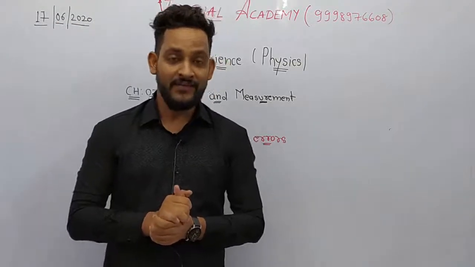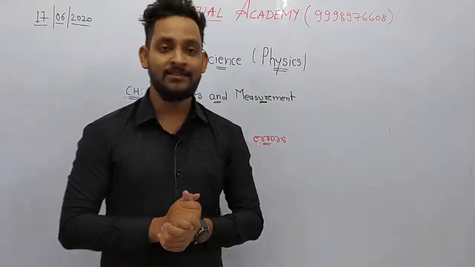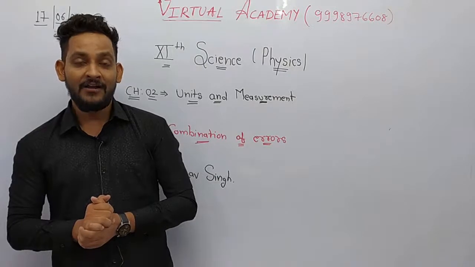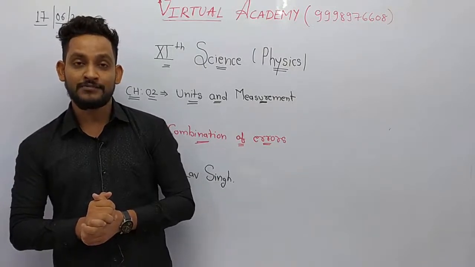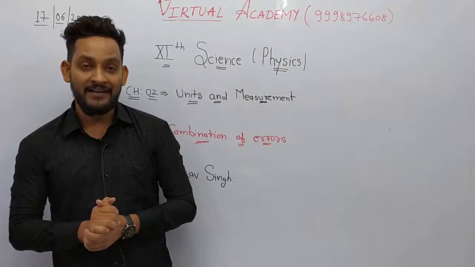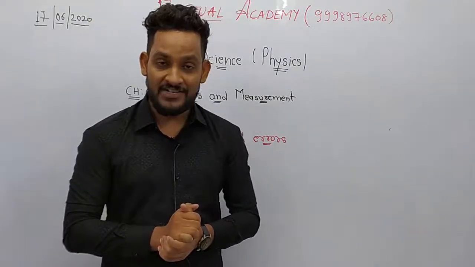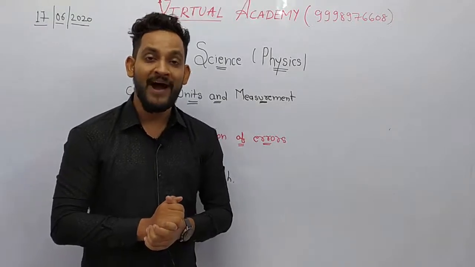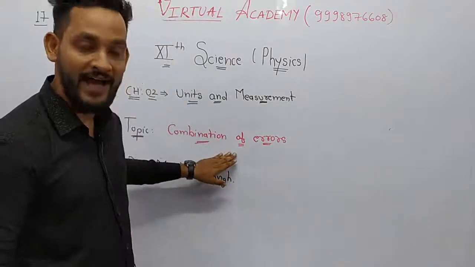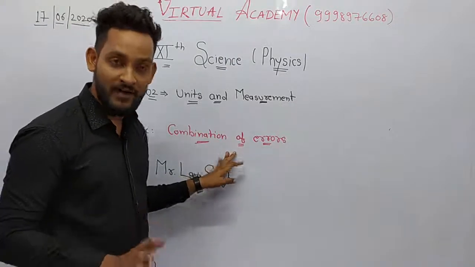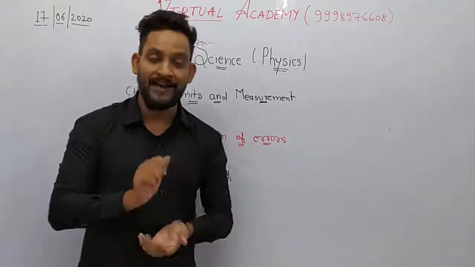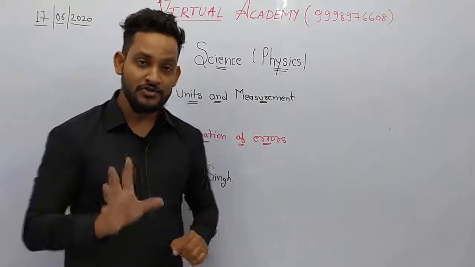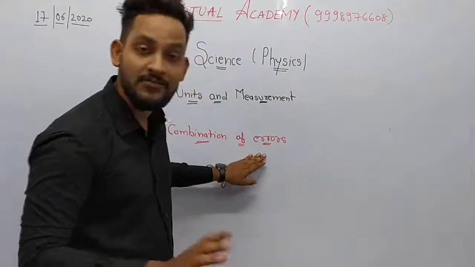So basically, students, we have to know how to do addition, subtraction, division, multiplication, and how to deal with the exponential in terms of power while dealing with error. We have to combine that error, so it is known as combination of error. How do we add? How do we subtract? How to multiply? How to divide? And how to deal with power terms? Clear? So today's topic is combination of error.